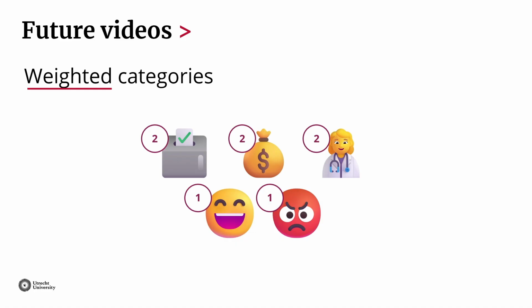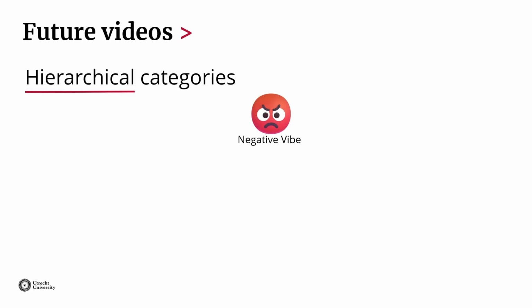For example, based on theoretical grounds, politics, economy, and health are seen twice as important as having a positive or negative vibe. Another more advanced topic is handling hierarchical categories. In this explanation video, we've treated all categories as flat labels like positive or negative vibe. But in reality, categories often have structure.